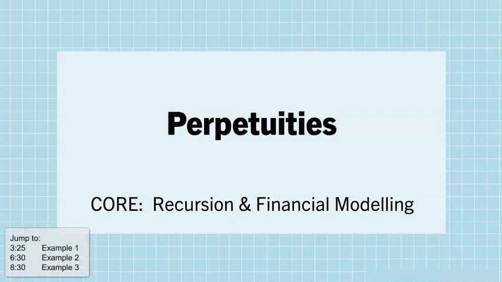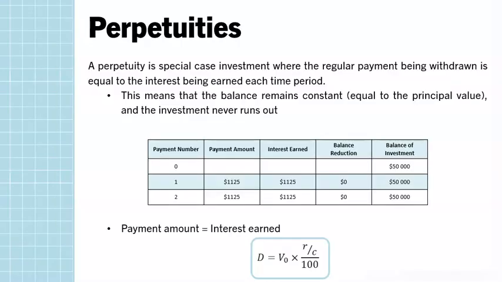This video will cover perpetuities in the context of recursion and financial modelling for further mathematics. A perpetuity is a special type of investment where the balance always remains the same. That means the investment is earning interest, and that interest is equal to the payment that is being withdrawn each time period.